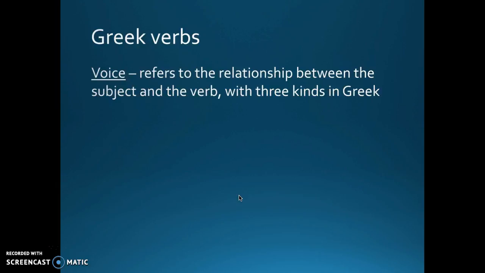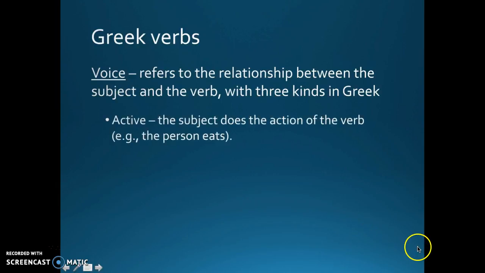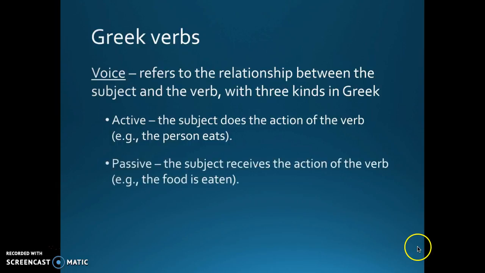Greek verbs have voice, which refers to the relationship between the subject and the verb. In particular, there are three types. Active voice, which we saw in the English verb recap. Active voice, the subject does the action of the verb. So the person, the subject, eats. So it's active in voice. A passive voice, like English, the subject receives the action of the verb.